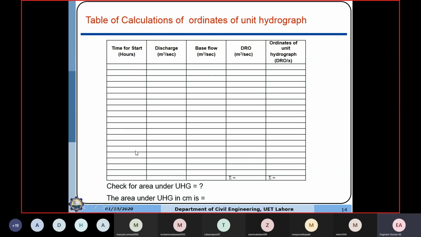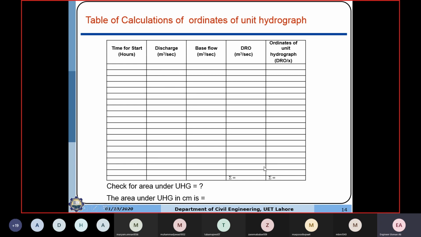You are given the time and the discharge. You will plot it to get the hydrograph. Then, using the inclined line method, you will separate the base flow. You will find the ordinates of the base flow against each time step. And then you will find DRO. DRO is column 2 minus column 3. So you will subtract the base flow ordinates from the total discharge, and you will find the DRO.